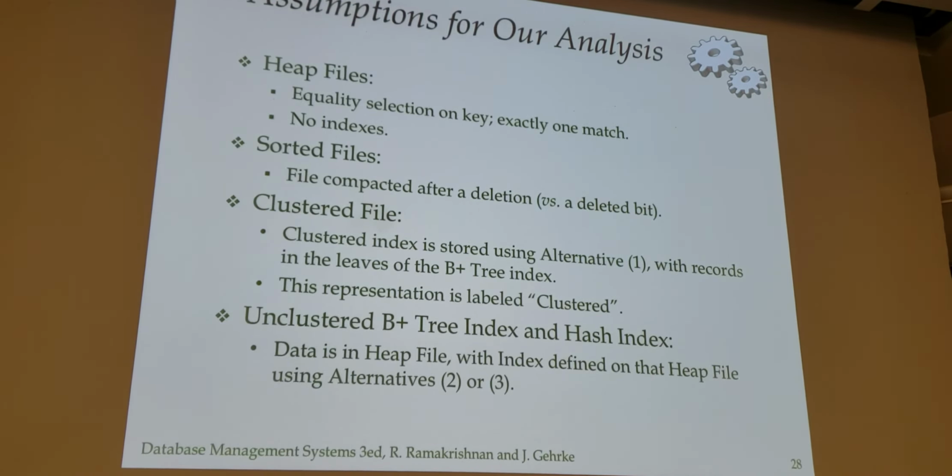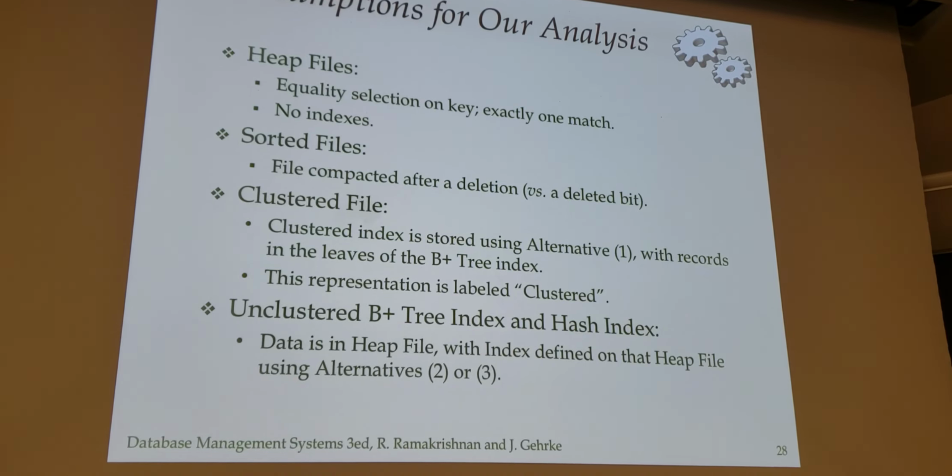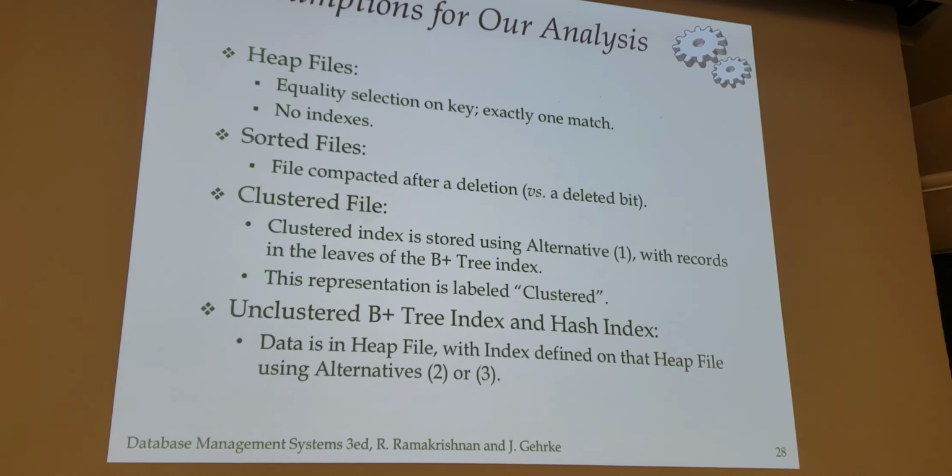In both cases, we'll assume that the data is stored in a heap. And in the case of the indexes, whether it's a B tree or a hash, we'll assume that alternative 2 or 3 is used. You can't use alternative 1. Alternative 1 would make it clustered rather than unclustered. So again, in the case of the 2 unclustered things, the data is stored in a heap, but there's an index that allows you to find that data more easily. And we'll talk about what the analysis is.